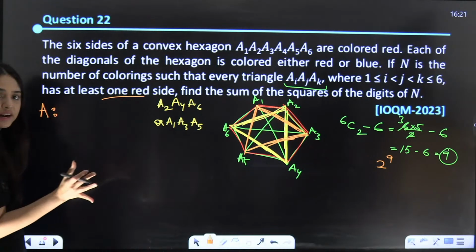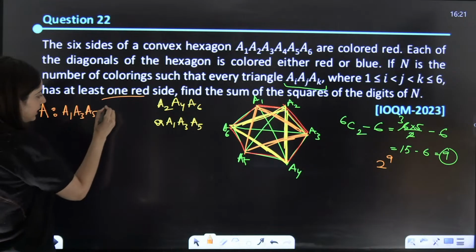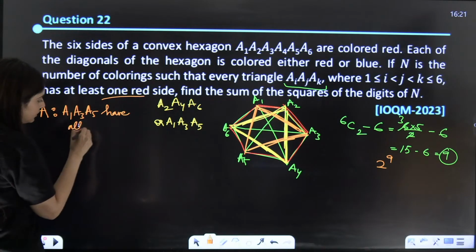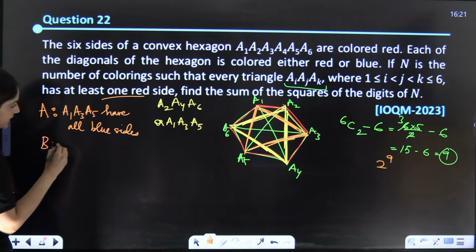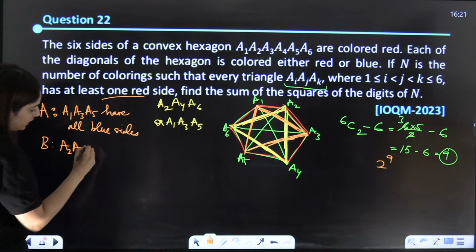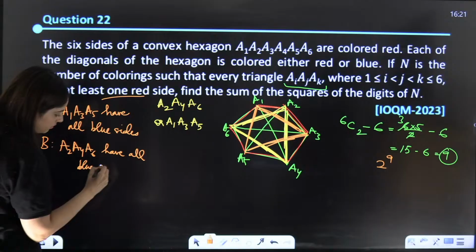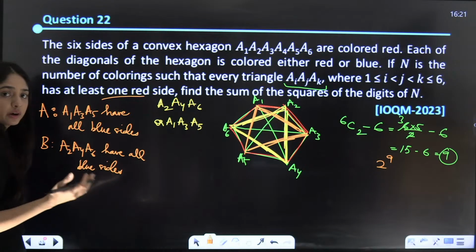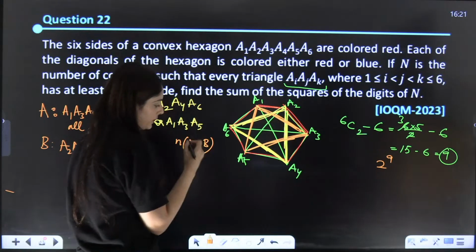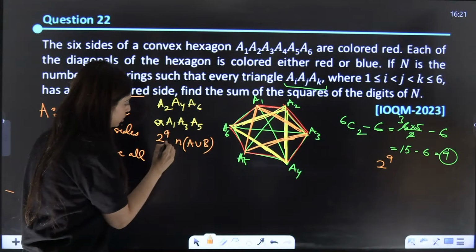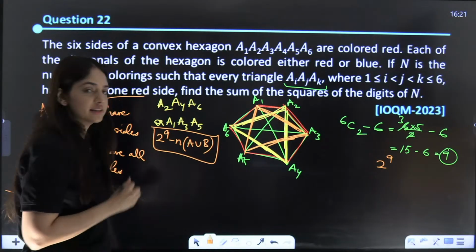Let's define a set A where A1, A3, A5 have all blue sides, and similarly B is our set where A2, A4, A6 have all blue sides. What do we need? We need to find the number of elements in A union B, and we will subtract that from 2 raised to power 9, which is our total number of colorings, and this will be our final answer.